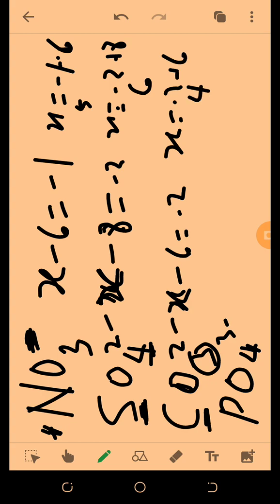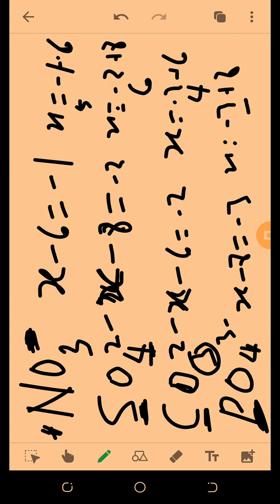Trioxocarbonate 4. And in this case, we have to calculate for phosphorus. Phosphorus will be X. Each oxygen is -2 times 4. That will be -8 equals -3. X equals -3 plus 8, which is equal to 5. That will be tetraoxophosphate 5.